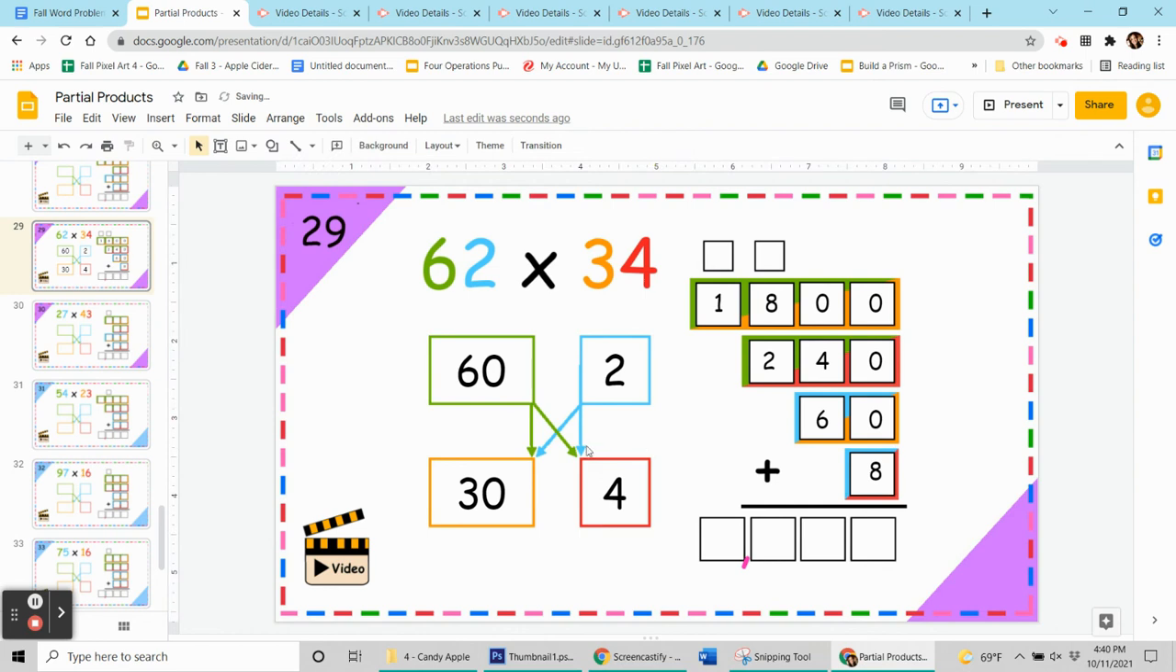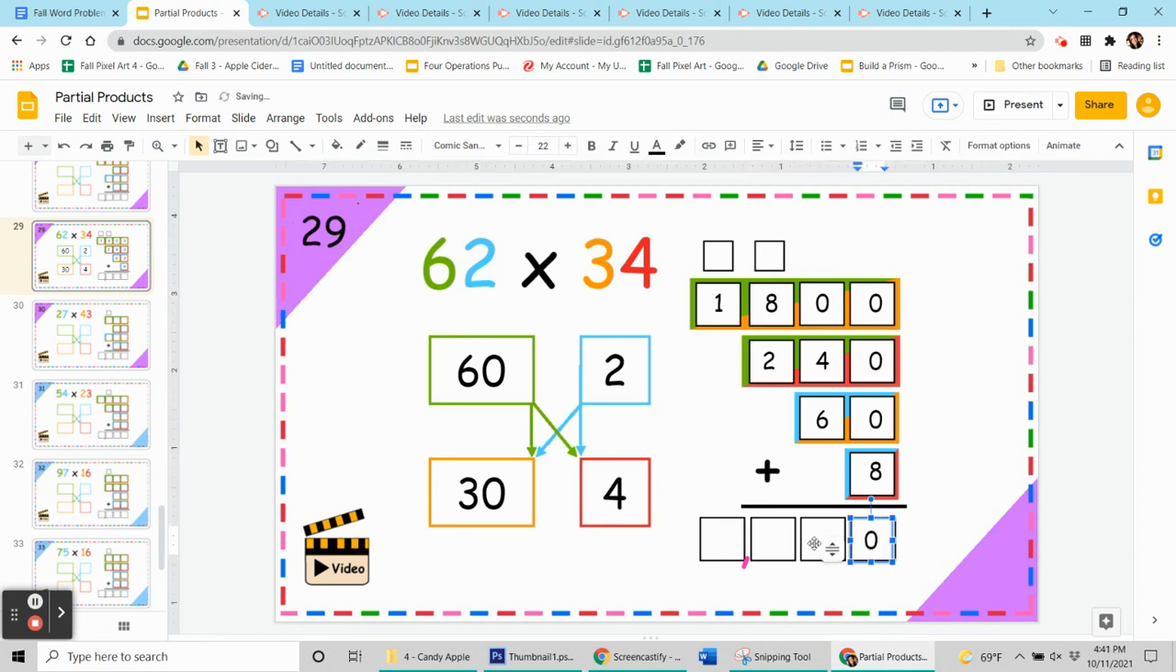All right, so we've multiplied all of our parts. We did green orange, green red, and then blue orange, blue red. Now you're just going to add them up. 0 plus 0 plus 8 is 8. 4 plus 6 is 10.